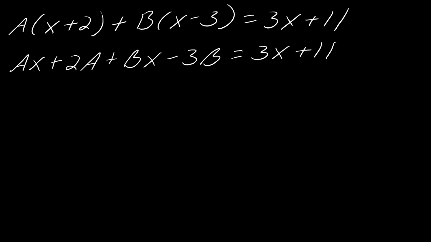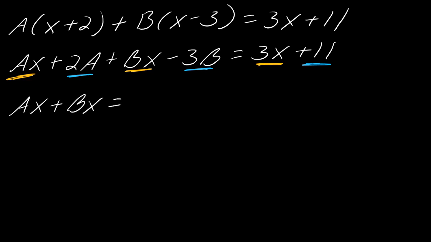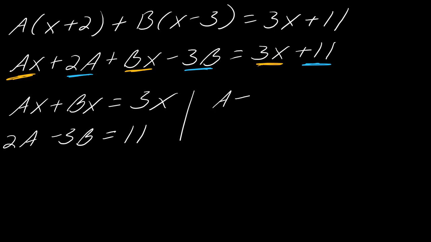Ultimately, what we want is for the x terms to all be equal to one another, and the number terms, the plain terms, to all be equal to one another. So I'm going to have ax plus bx equals 3x, and 2a minus 3b equals 11. Now, in this case, we can drop the x's. We don't need the x's to help us with this. So now what I'm left with is the system a plus b equals 3 and 2a minus 3b equals 11.